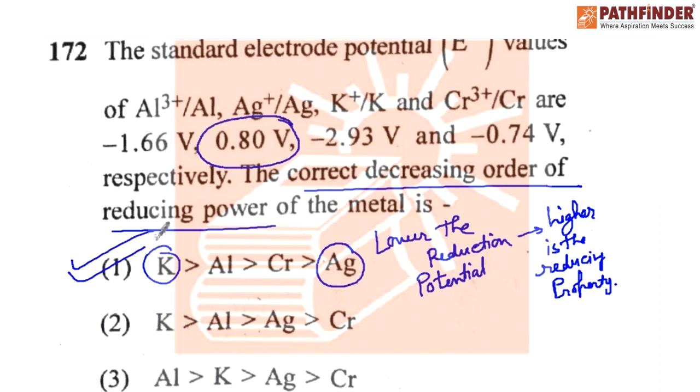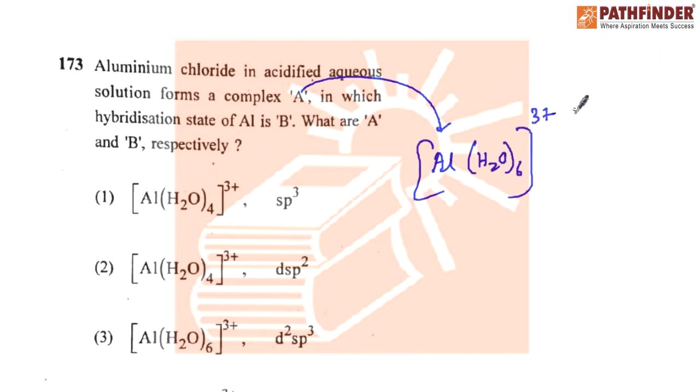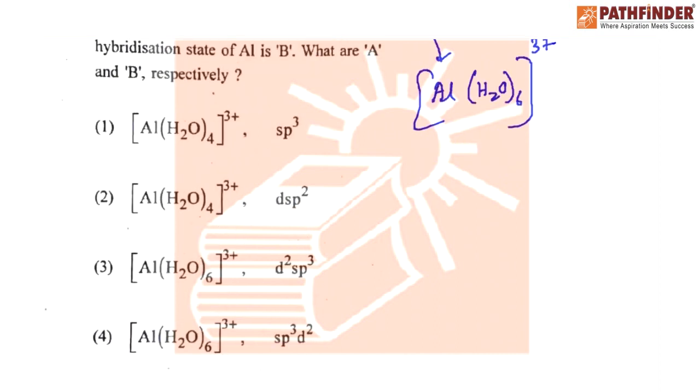So there is no point that option 1 will be your correct option. Let's move on to question number 173. Aluminium chloride in acidified aqueous solution forms a complex A. Now the complex A that is formed is actually [Al(H2O)6]3+. Now what is the hybridization?